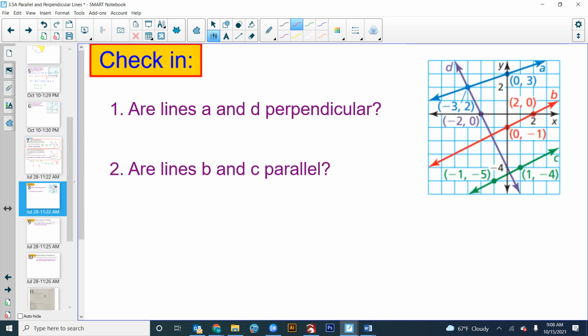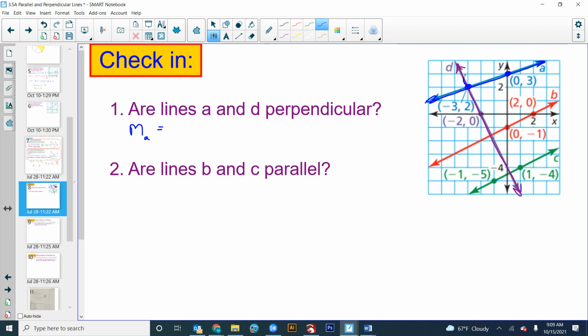All right, quick example. Are lines A and D perpendicular? Here's A. Here's D. All right, we need to find the slope, all right? My line A is in blue. I'm gonna put the slope M with a little a below it, the slope of A. And I'm gonna use the points there. The points on A are -3, 2, and 0, 3.